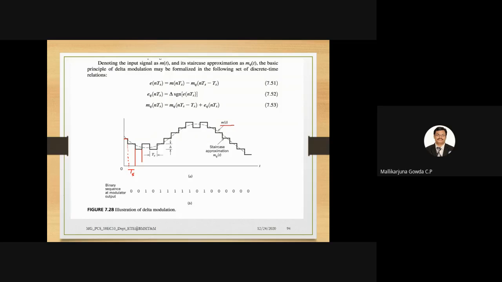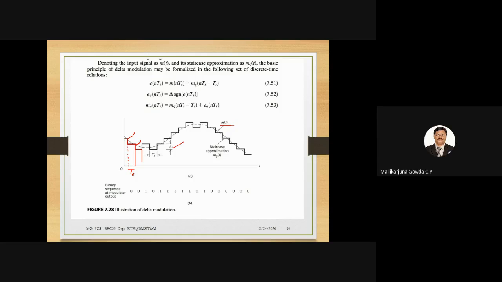Now the approximated signal is greater than the analog input signal, hence it will be decremented by delta. What is delta? I say that is the step size. Then it will retain that value till the next sampling interval. Now again we compare with the analog signal. Still at this point, my approximated signal is more than the analog input signal. Hence it will be further decremented by delta, and retain that value till the next sampling interval.